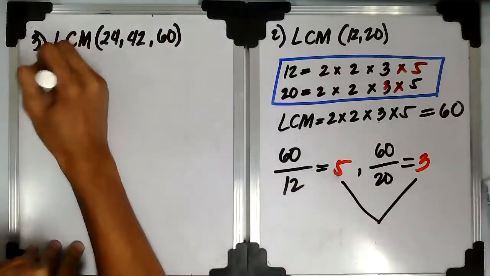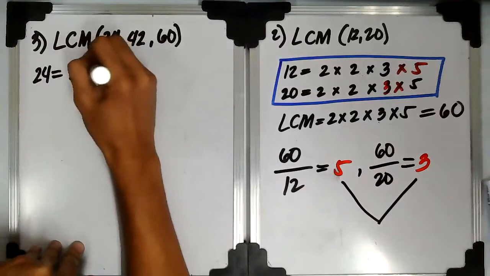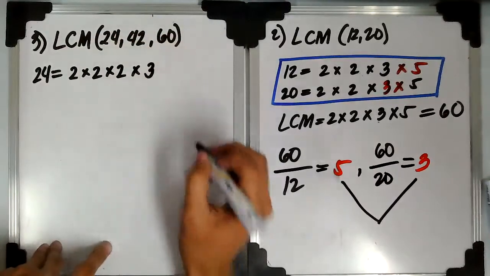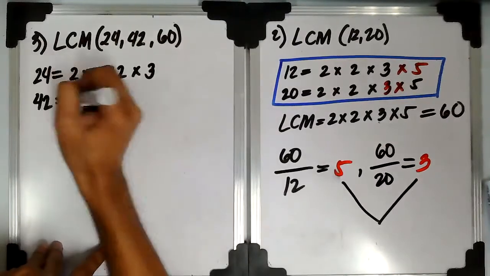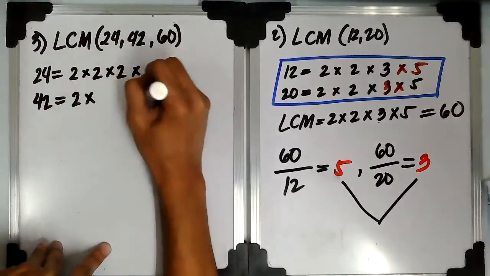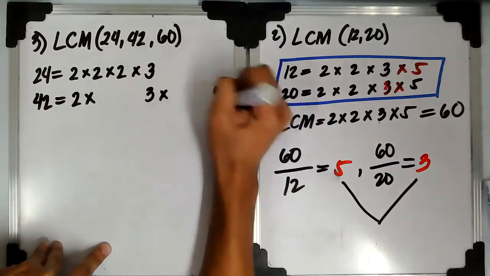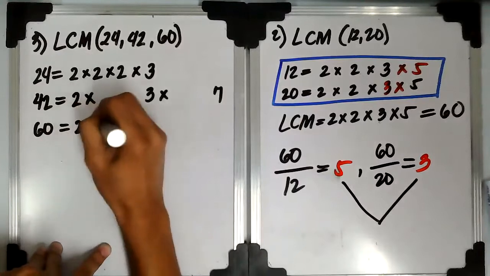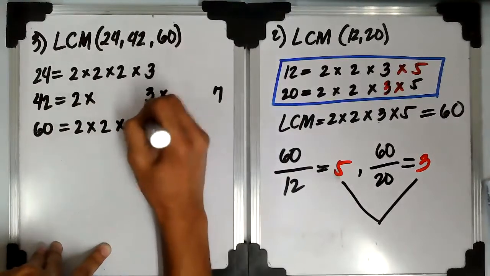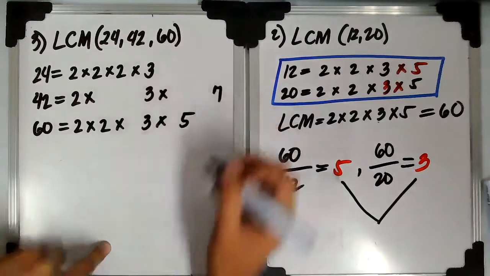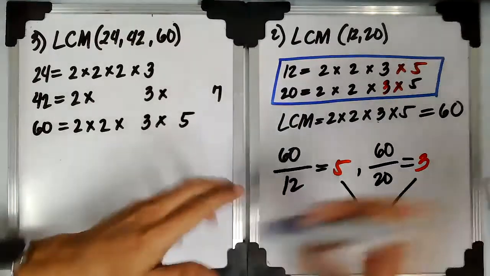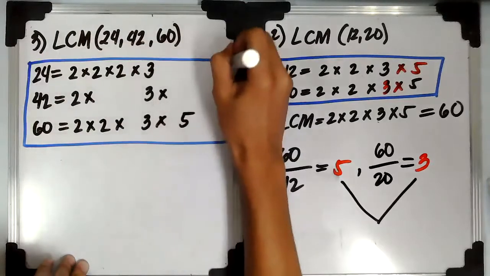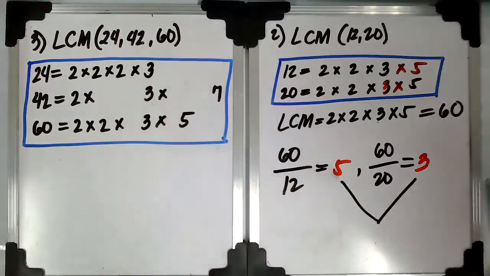So what are the factors of 24? We have here 2 times 2 times 2 times 3. All right. The factors of 42, we have here 2 times 3 times 7. All right. And the factors of 60 are 2 times 2 times 3 times 5. All right. And by putting it in a table like this, let's see what we can do to get the LCM of these three numbers.